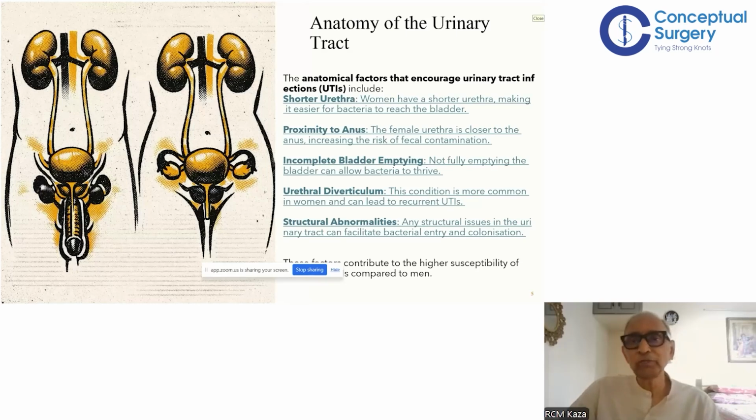There are certain anatomical factors that encourage urinary tract infection. Let us say these go under the heading of risk factors, and say a shorter urethra in a female, right? And that urethral aperture is quite close to the anus, unlike in the case of male, and so there is always a risk of fecal contamination.